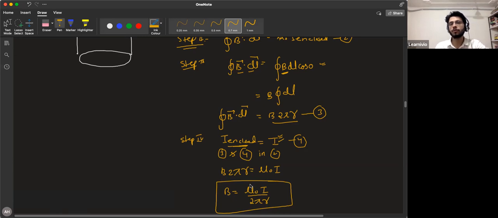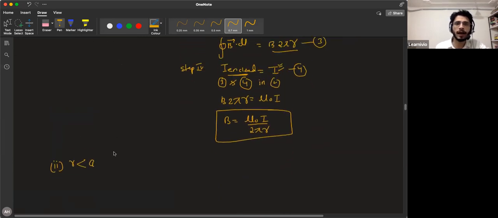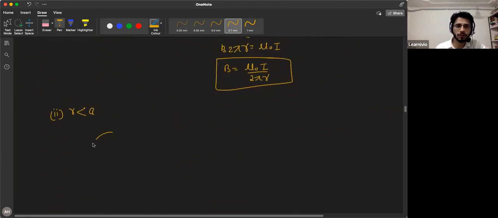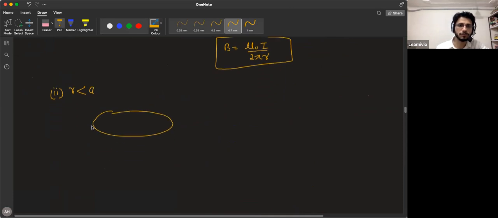So B is mu naught I by 2 pi r. That's the magnetic field. Second part. R is less than A. You need the magnetic field. Less than A means inside the conductor. So this is the conductor. This is the center of the conductor. This is the radius. R is less than A. That means your point is here.